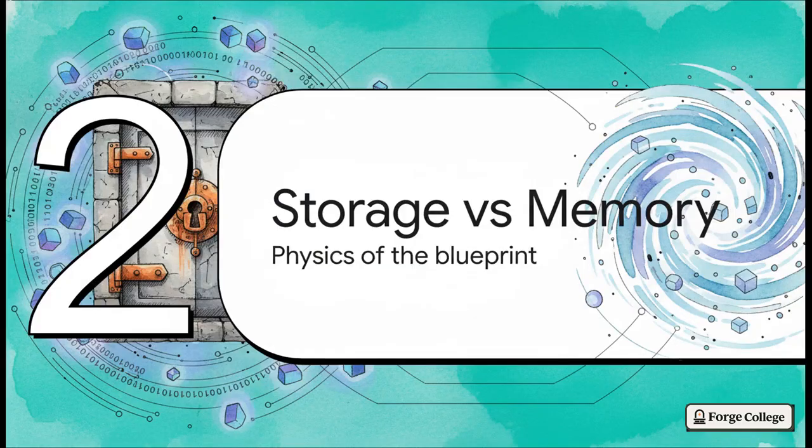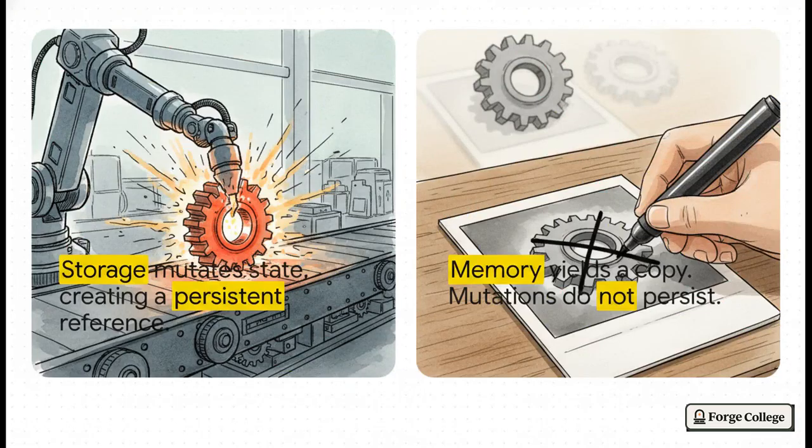Moving on to section 2. Storage versus memory rules. Basically, the underlying physics of our blueprint. Let's think back to that golden rule from our previous lesson. The crucial point here, the thing you really need to internalize, is the difference between storage and memory. This is literally the one rule that predicts almost every weird surprise you'll ever encounter with arrays.